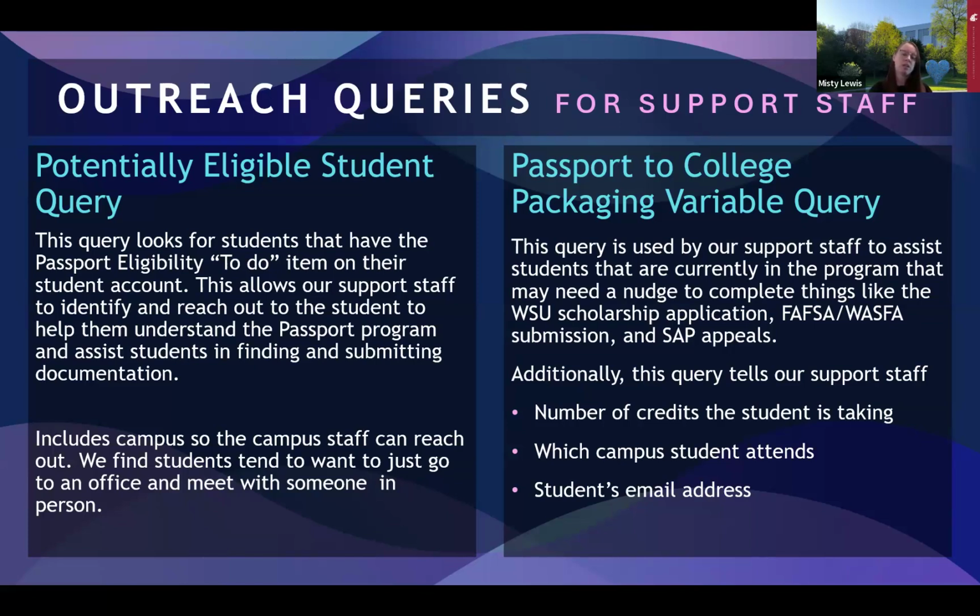This query also tells our Passport support staff how many credits the students are in. It's a 6 credit minimum at WSU for Passport. So to maybe nudge or remind students that, hey, you're not going to get the Passport scholarship this semester because you're only in 3. It also tells them what campus the students are on, so that way they can have campus specific events that may help the students connect with their community. And then it has the student emails, so that way they know directly how to reach out to them outside of their WSU email, because a lot of times students may be checking only their personal email, and they can adjust those preferences and the query would update based on those preferences.